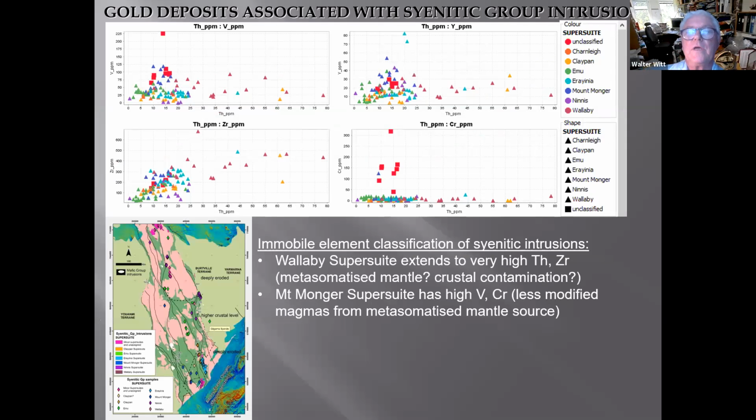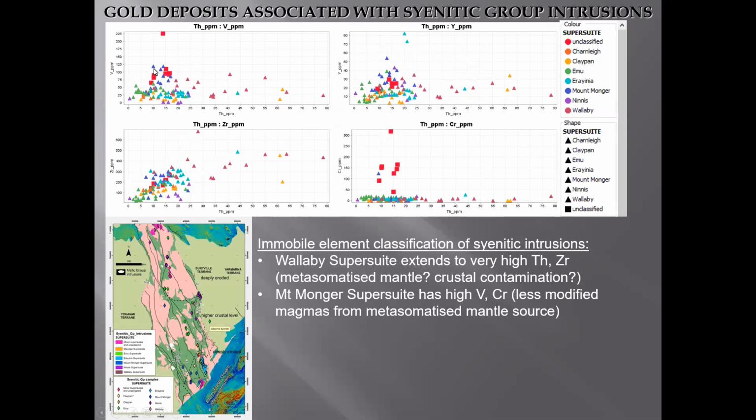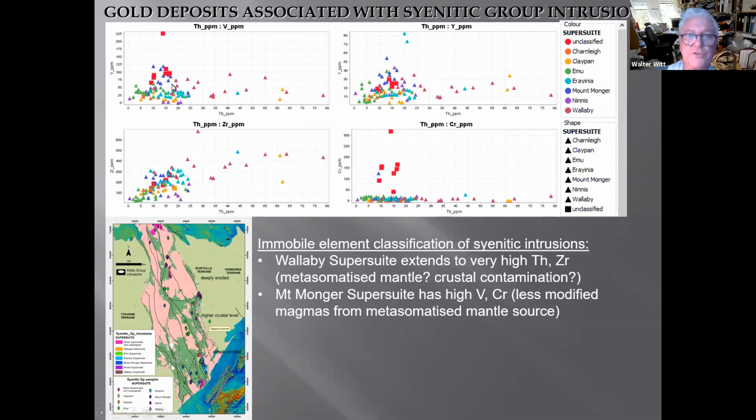More plots involving immobile elements here indicate that the Wallaby supersuite, the brown triangles, extends to very high thorium and zirconium. Whereas the Mount Munga suite, where we're again showing the Karari intrusions coincident with them, has very high vanadium and chromium.